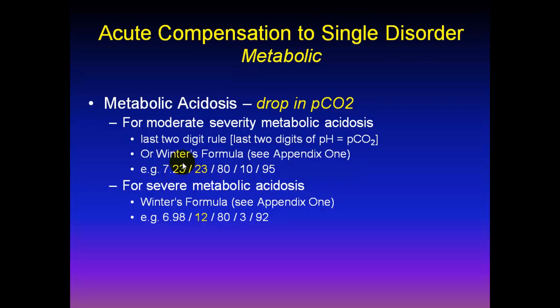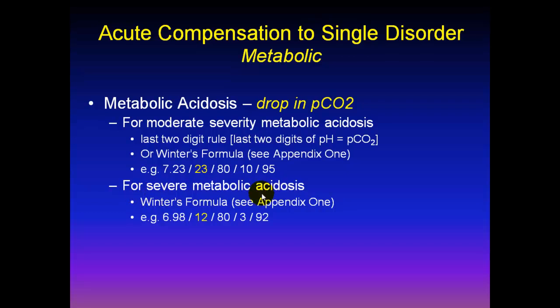So in this example, we know there's an acidosis because of the low pH. We know it's metabolic because the PCO2 is not high, it's actually low. We can verify it's a metabolic acidosis because the bicarbonate is low at 10. And we can tell that it is compensated because the last 2 digits of the pH are close, in this case exactly the same as the last 2 digits of the PCO2. So let me say that again. The last 2 digits of the pH are close to or the same as the last 2 digits of the PCO2.